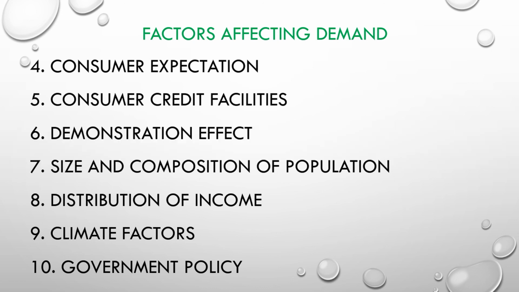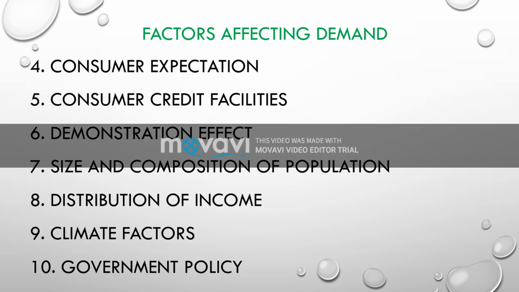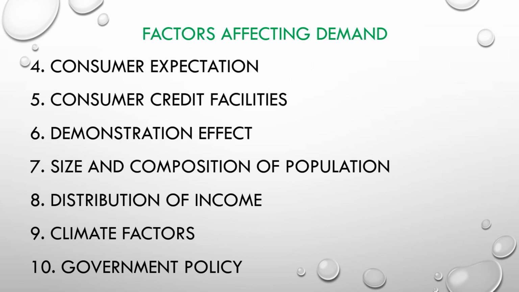Last type of factor is government policy. Economic policy of the government also influences the demand of commodity. If the government will impose more taxes on the commodity, the demand of that commodity will be less, as imposing more tax indirectly increases the price of the commodity. As a result, whenever the price of the commodity is high, the demand of that commodity will fall.